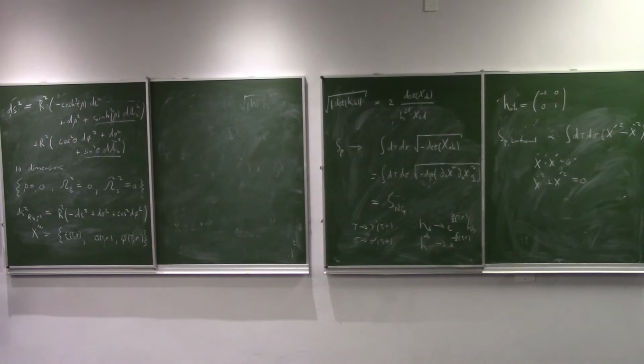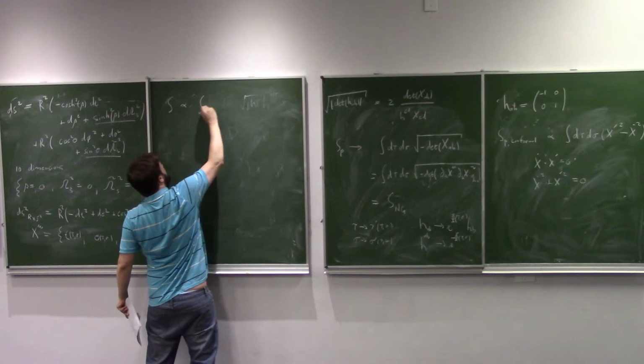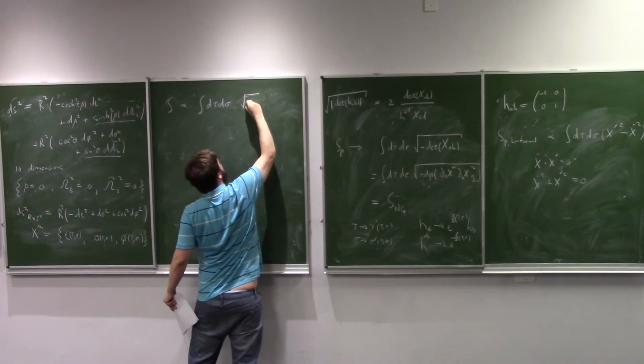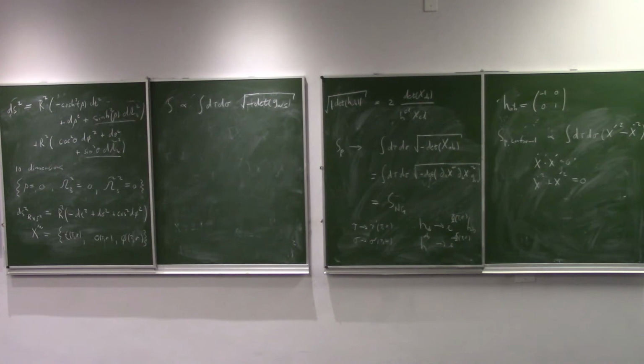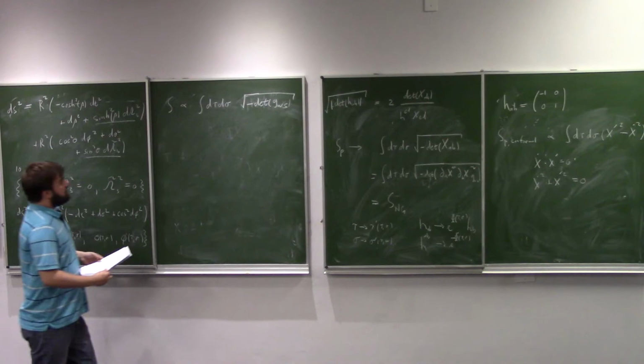Now I've fortunately erased the expression for the Polyakov action. Let me just write the short form for that again. This is proportional to the integral d tau d sigma of the square root of the determinant of the induced metric, G_WS. So the first thing we're going to do is just to figure out what the induced metric is in terms of these coordinates as a function of tau and sigma.